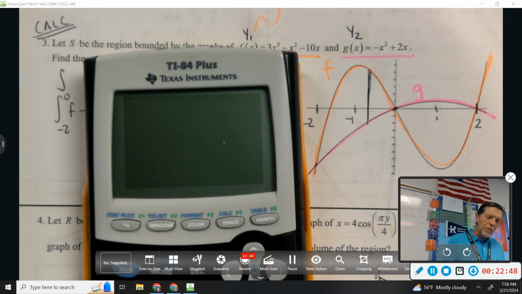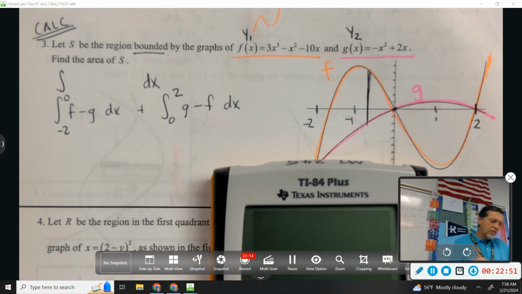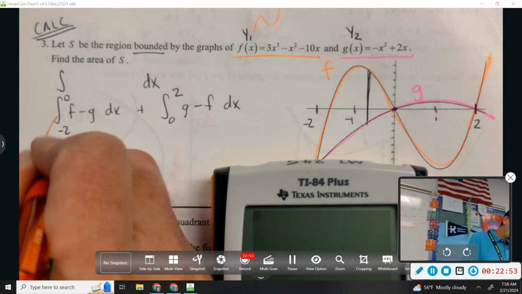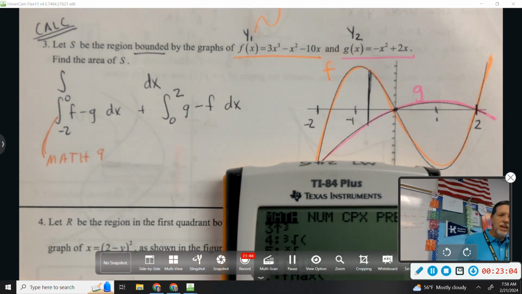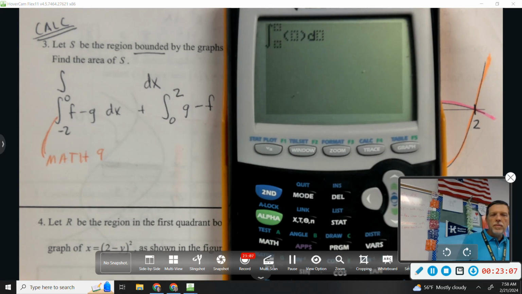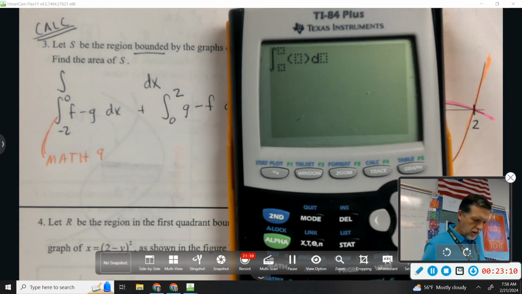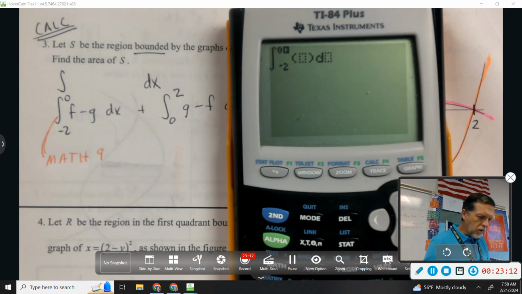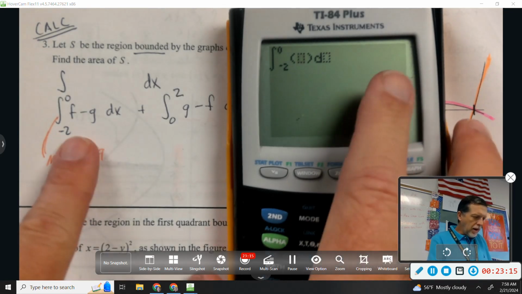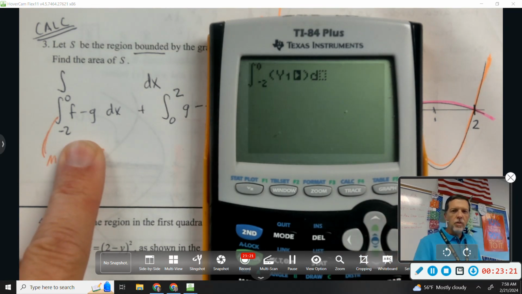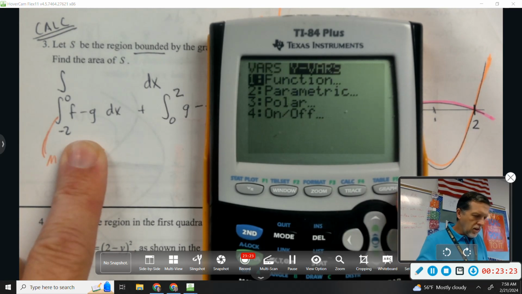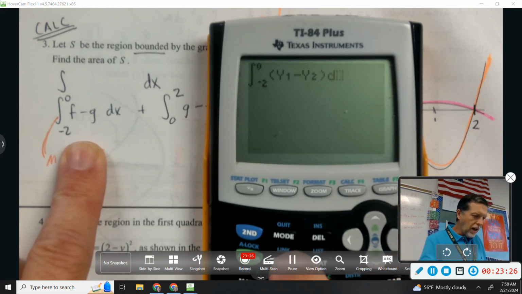Now, do you remember where to find the antiderivative symbol? Math. It's either 8 or 9. I think it's 8 or 9. 8 is the derivative, 9 is the integral. So math 9. And then you just plug in the pieces. Negative 2 to 0. F minus G, that's y1 minus y2. So vars y1 minus vars y2 dx.